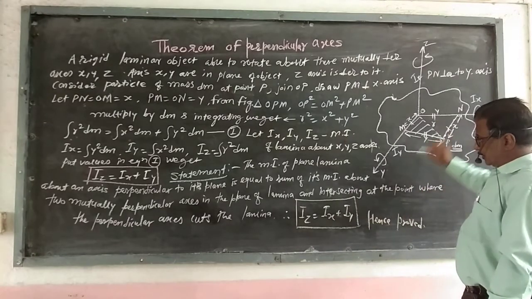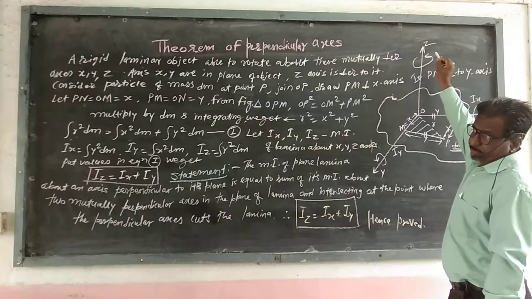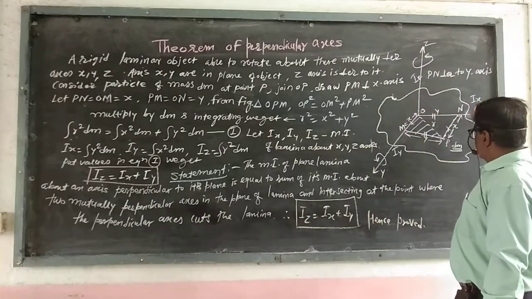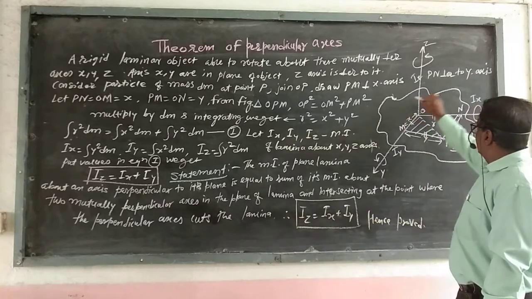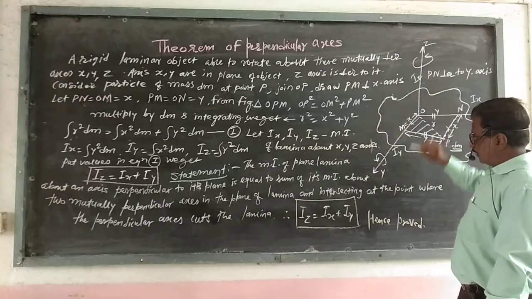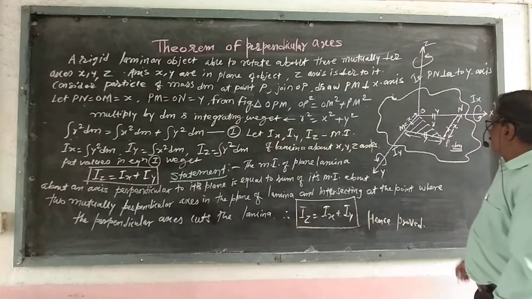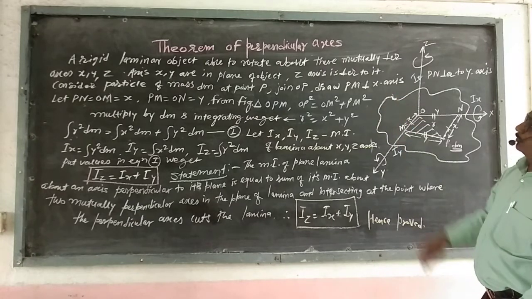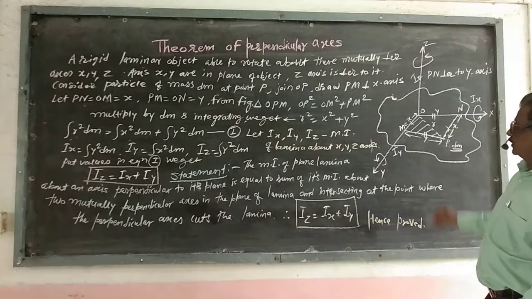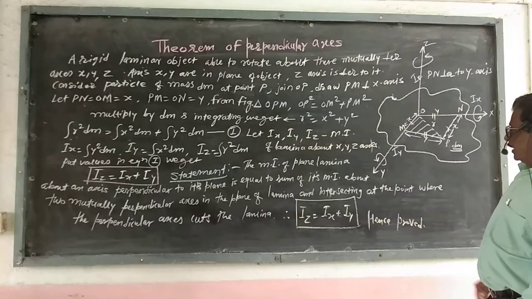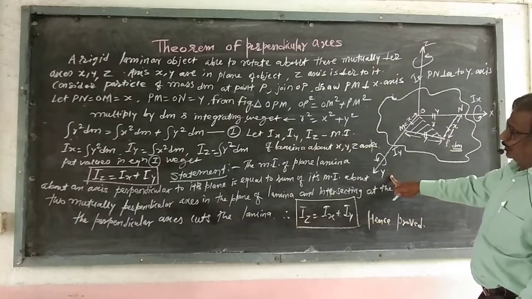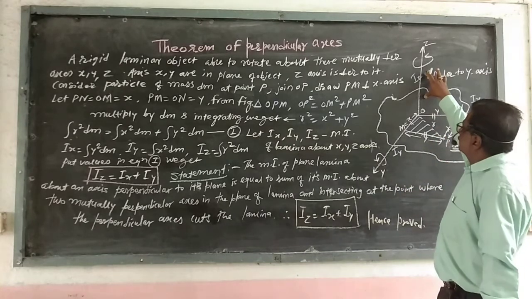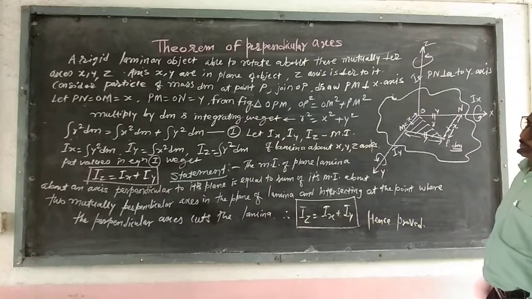So there are 3 axes: x axis, y axis and z axis. These are mutually perpendicular to each other. Here we consider a rigid body. This rigid body is rotated about x axis, y axis and z axis. Now, a rigid laminar object is able to rotate about 3 mutually perpendicular axes x, y, z. Axes x and y are in the plane of the object and the z axis is perpendicular to it.